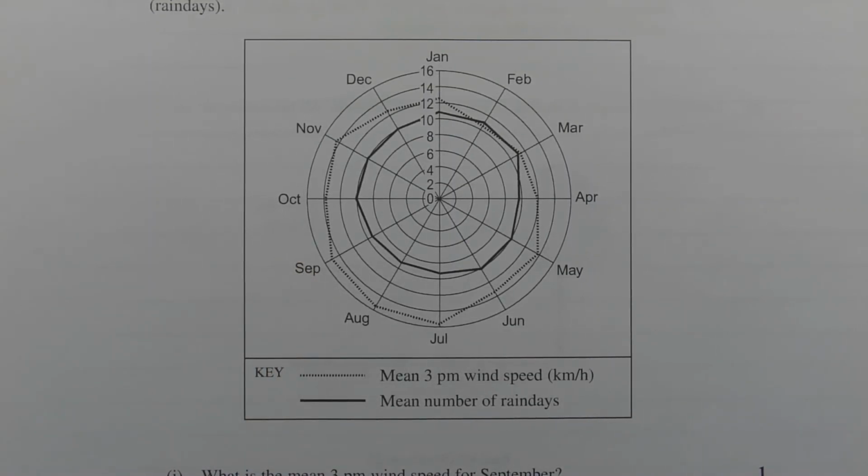Now the question is asking for the mean 3 p.m. wind speed for September. The dotted line represents the mean 3 p.m. wind speed. And looking at the dotted line here, we can see that it lies between the outer concentric circle and the concentric circle just inside from that.